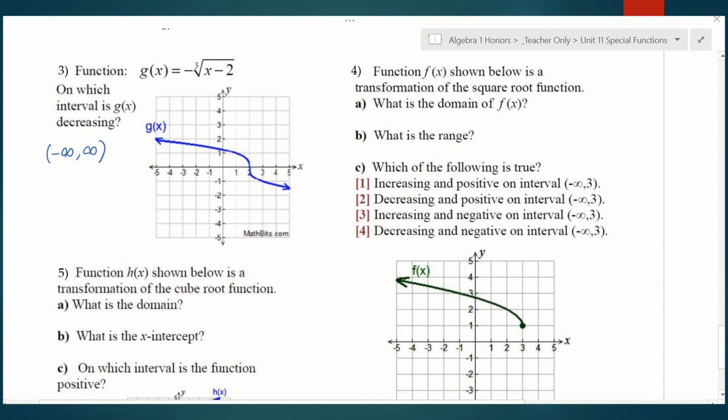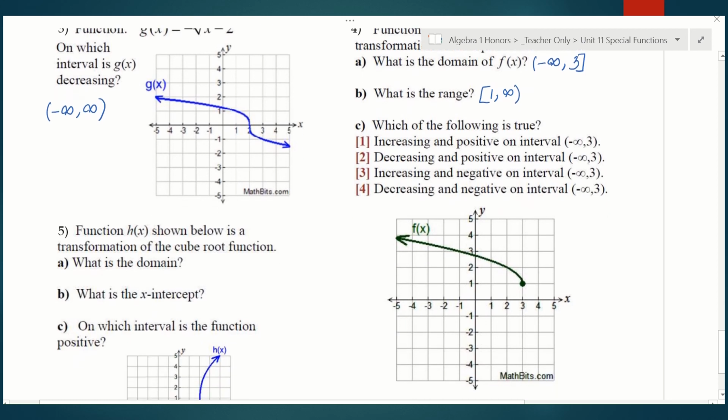Again, domain is left to right. The furthest left this function goes, we can see it's -infinity. It keeps going on in that direction. So -infinity, and the furthest right it goes is 3. It includes it because there's a point there. The range, the lowest our function goes on the y-axis is 1. Again, there's a point there, so I'm going to include it. And the highest our function goes is infinity.